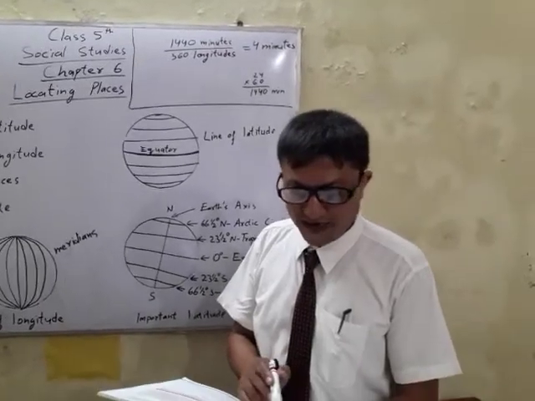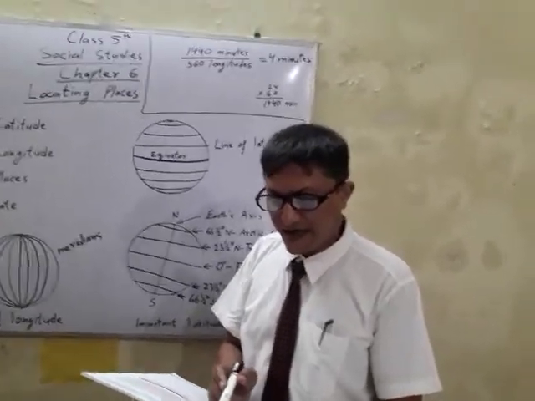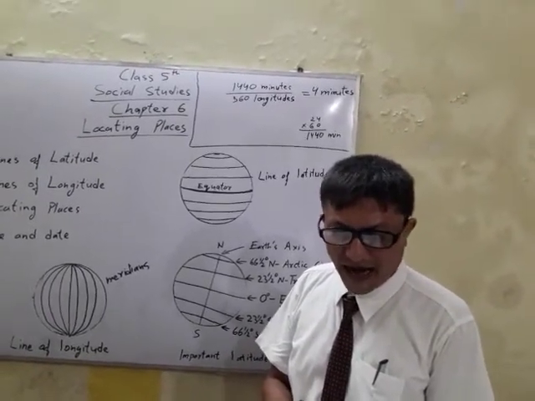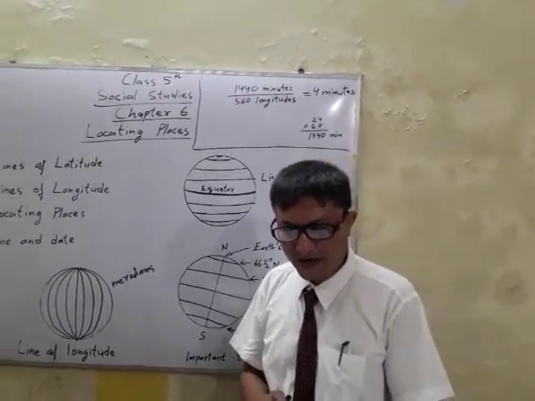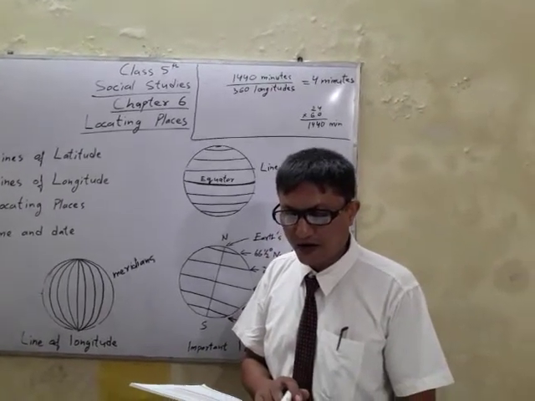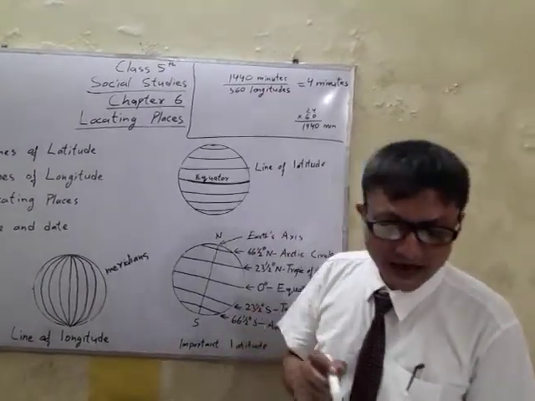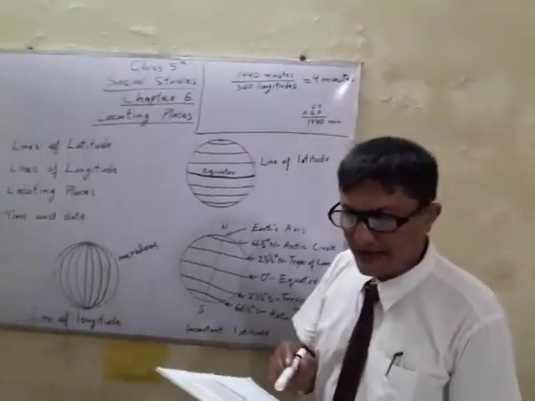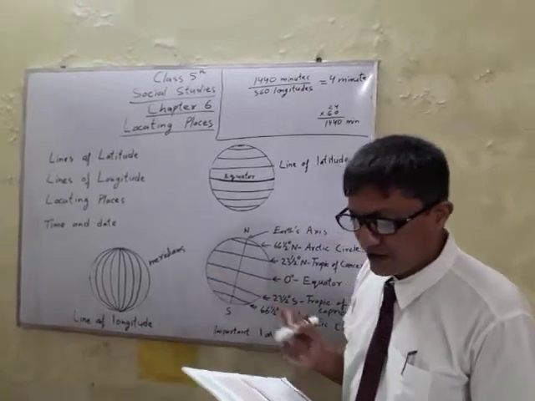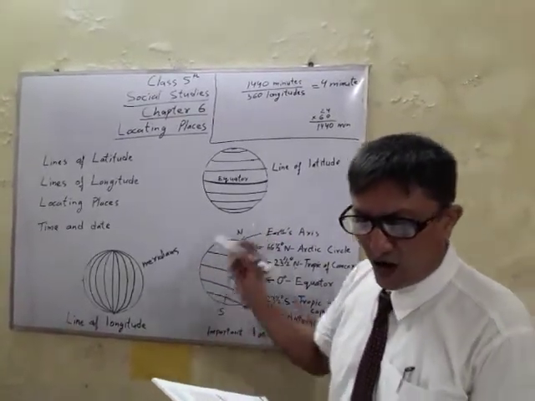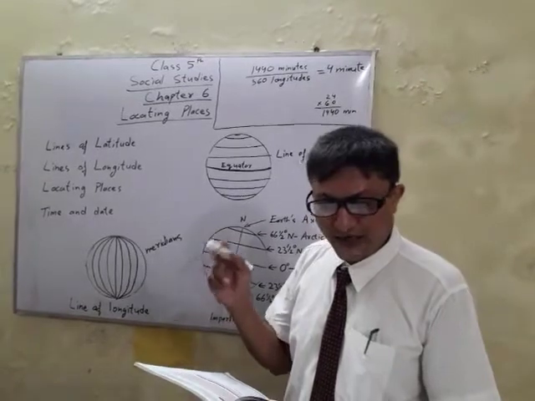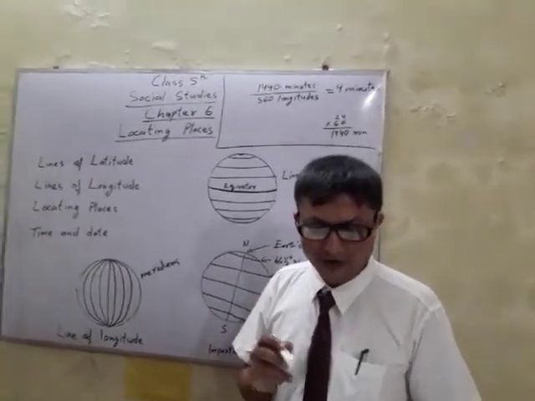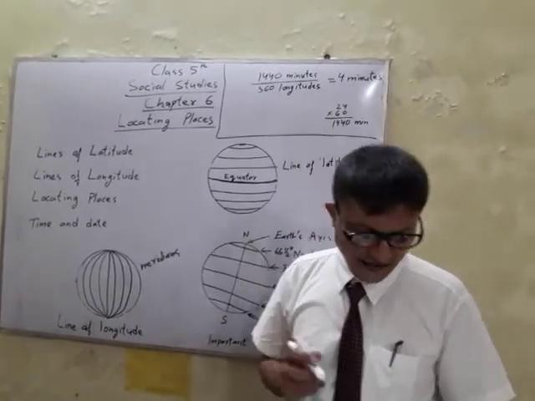The moment we cross the International Date Line, the 180 degree longitude, to the east, we gain or add a day, and if we cross to the west of it, we lose or subtract a day.